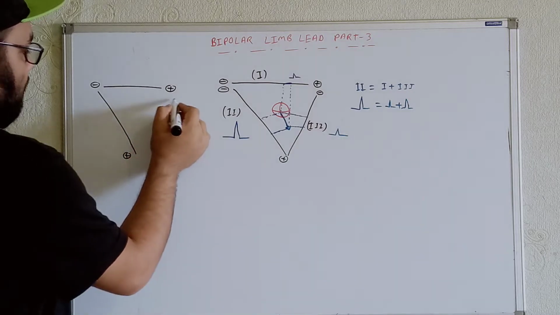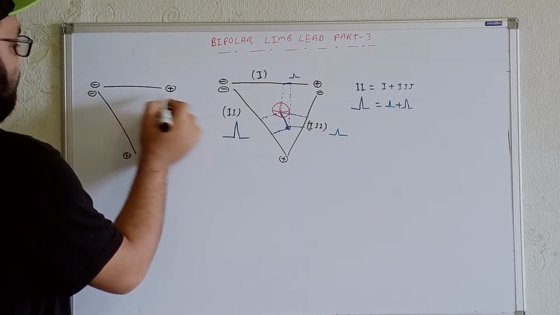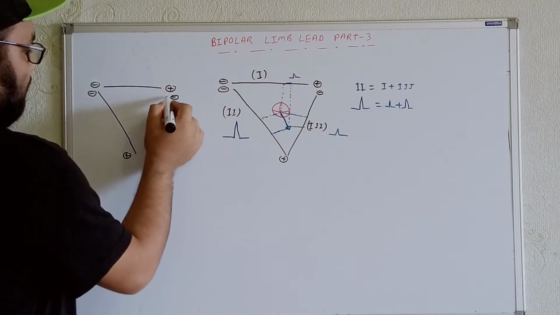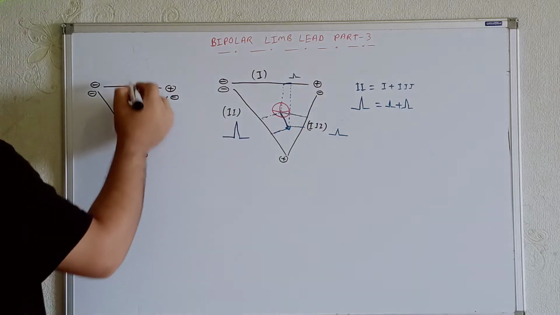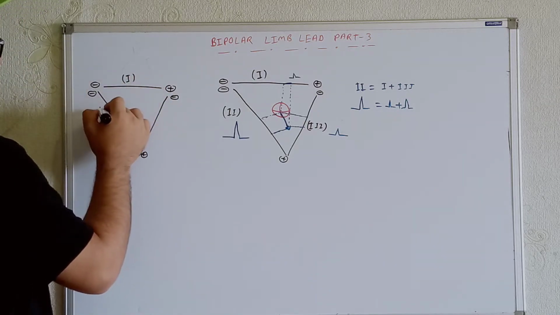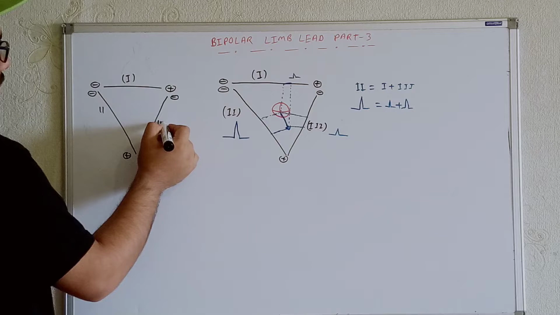Positive one. And here it will be what? Negative. Again it will get the negative. We will try to make it positive over here. Yes. Now the leads are found over here: lead number 1, lead number 2, and lead number 3.